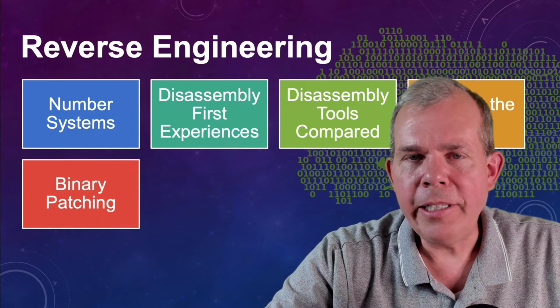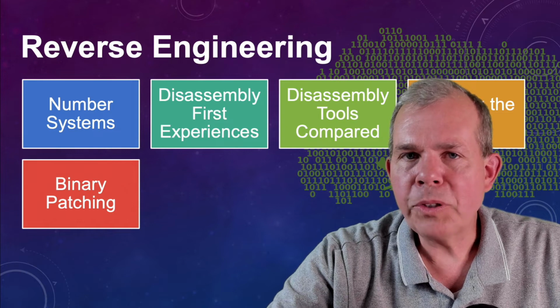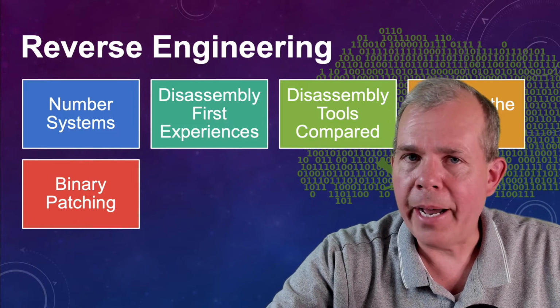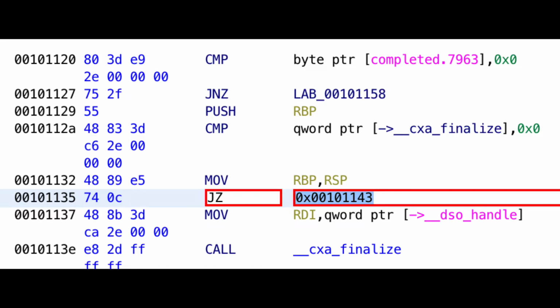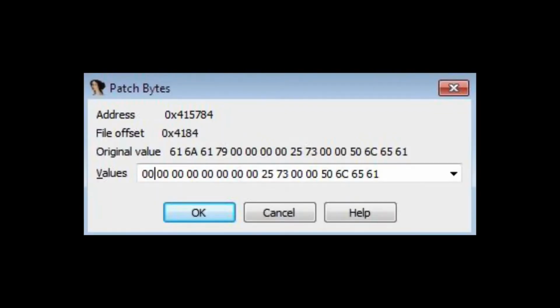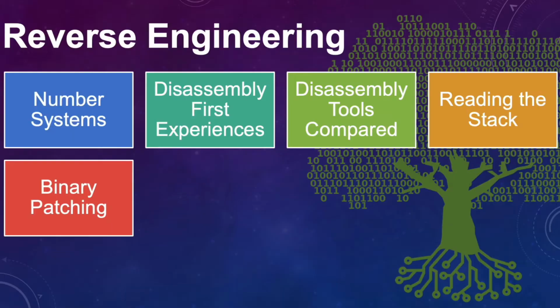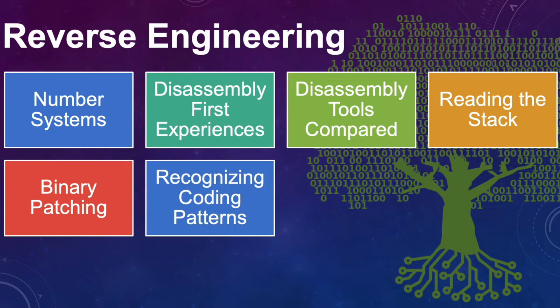Binary patching is about taking a piece of software and modifying it, even if you don't have the source code. And so you can patch things to fix errors or to maybe bypass a certain feature like a login screen or a registration screen. And that's this video here right now.